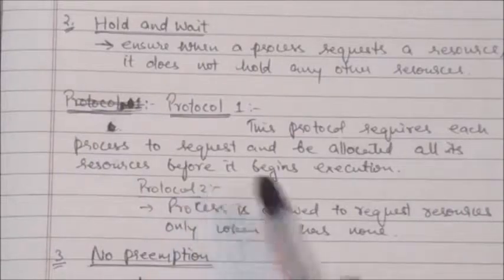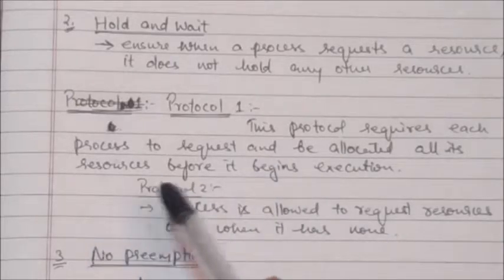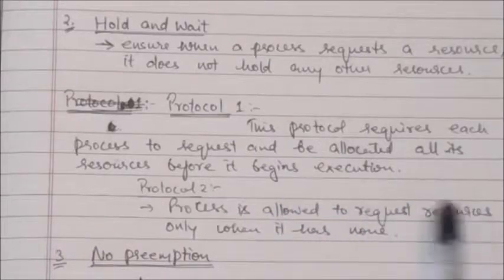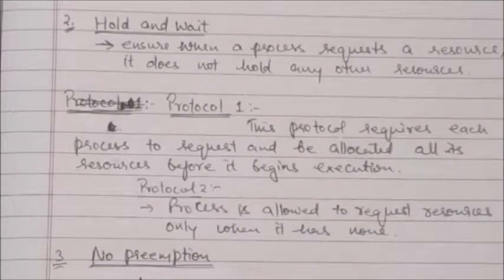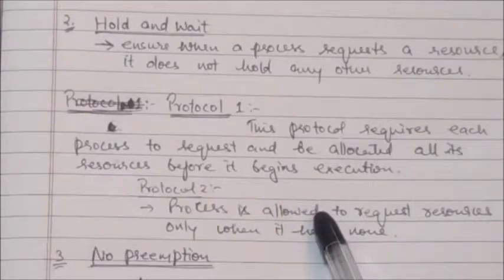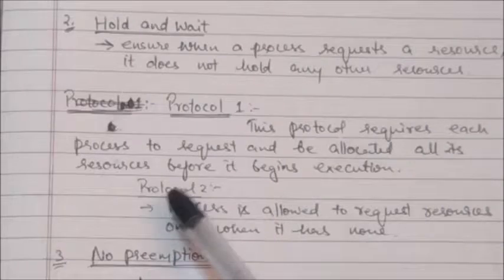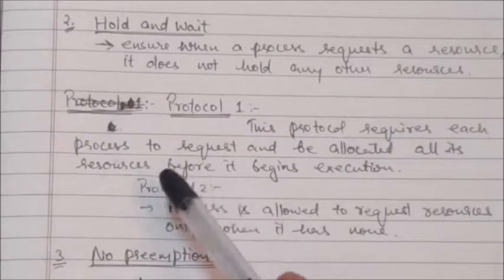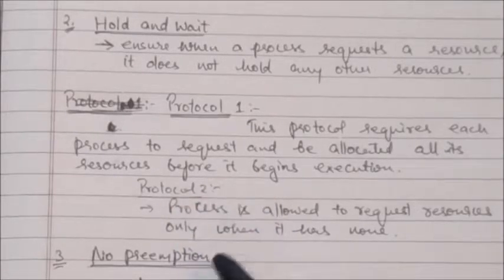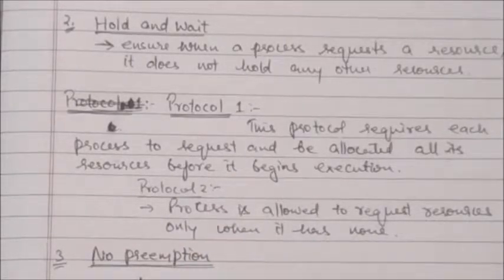Now let us see the second protocol which will ensure that the hold and wait condition cannot hold. In this protocol, the process is allowed to request resources only when it has none. So if a process needs some resources, then before requesting them, it has to release all the resources which have been allocated to it. A process is allowed to request resources only when it has no resources with it.